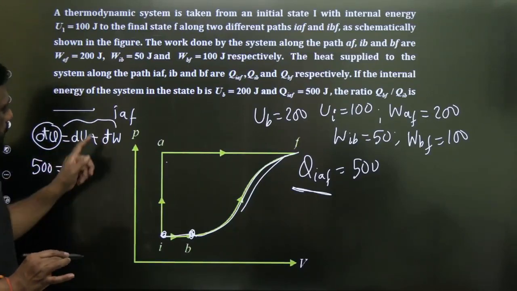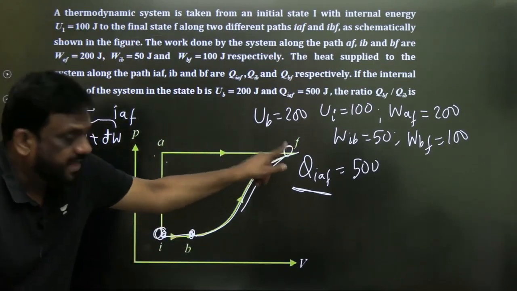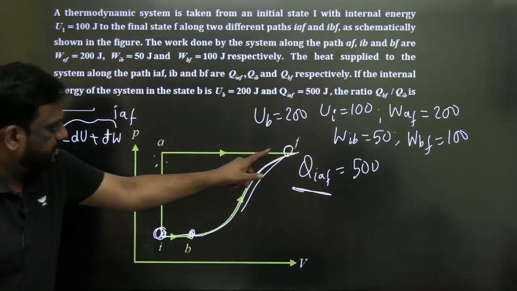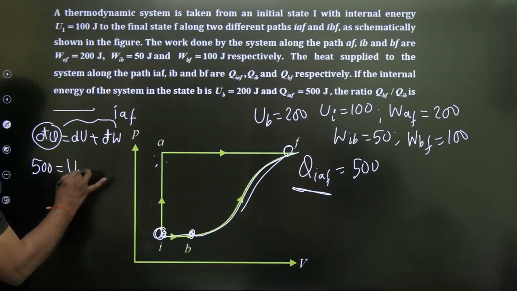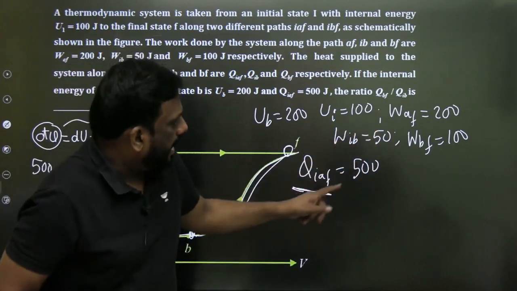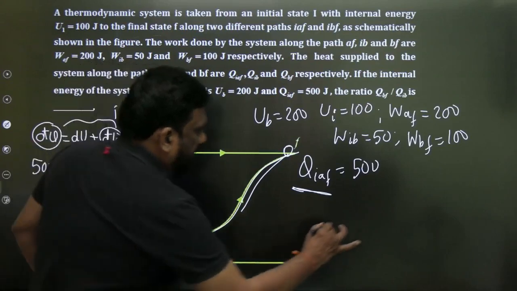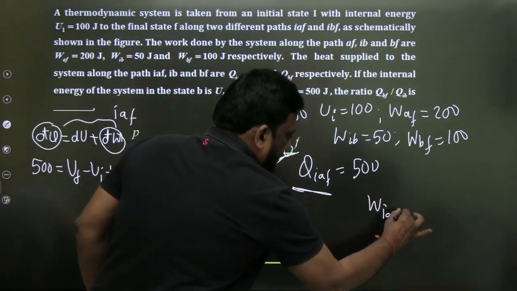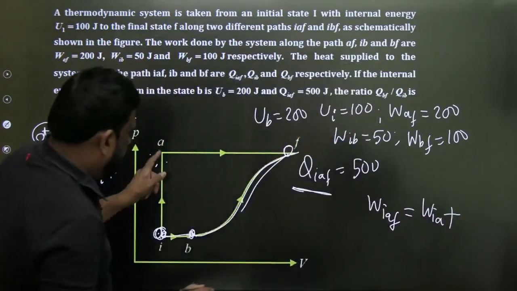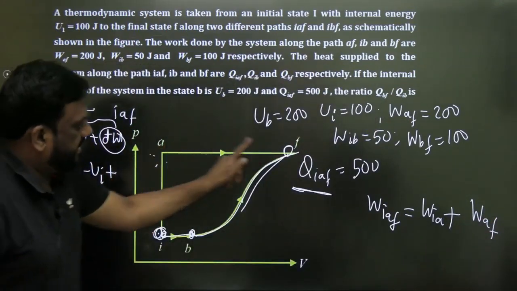What is dU? We are moving along IAF. This is the initial state and this is the final state. Internal energy is a property, so it will not depend on the path. Therefore the change for IAF is UF minus UI, plus work in IAF. Work in IAF can be written as work in IA plus work in AF.